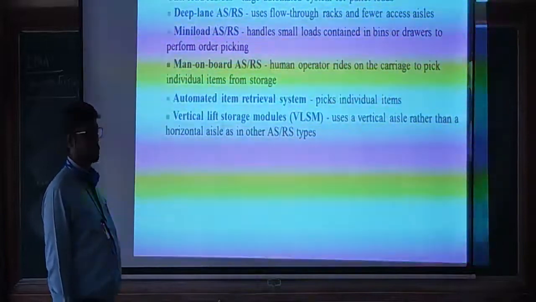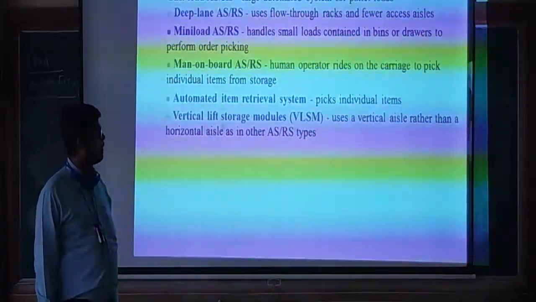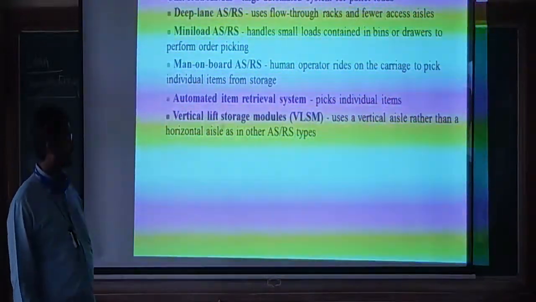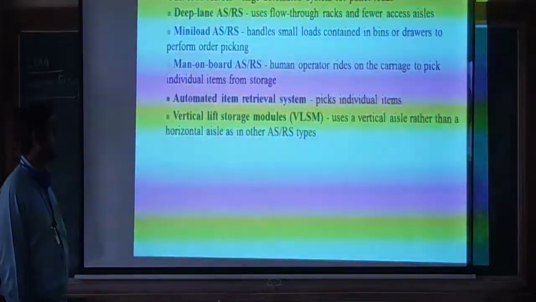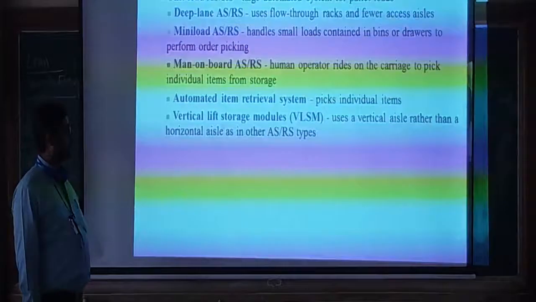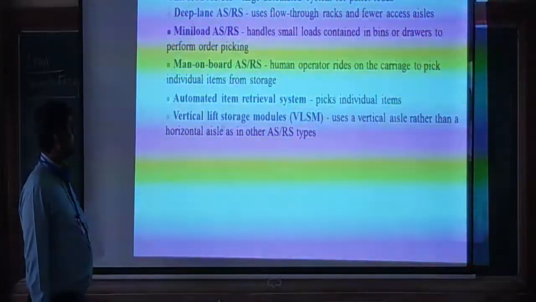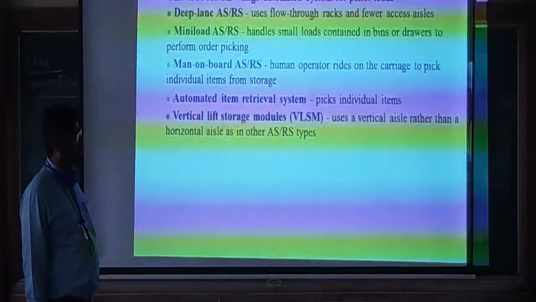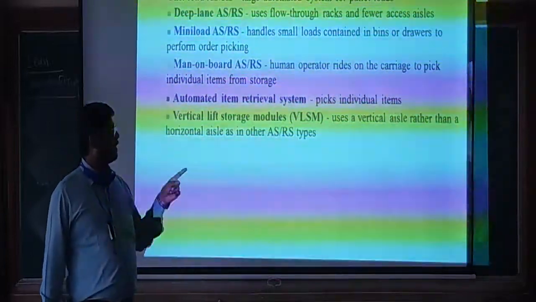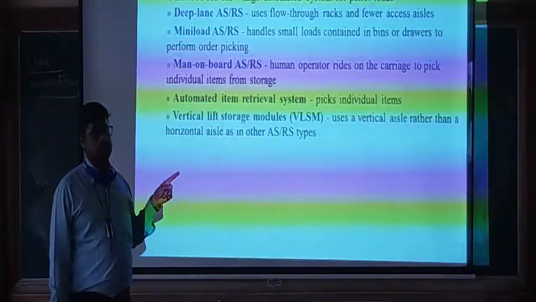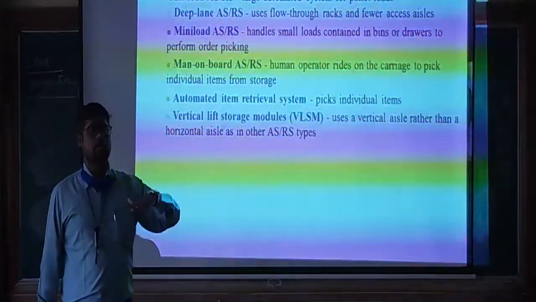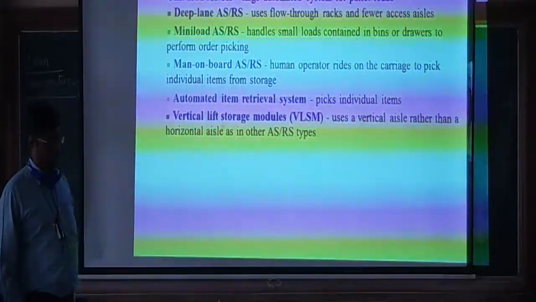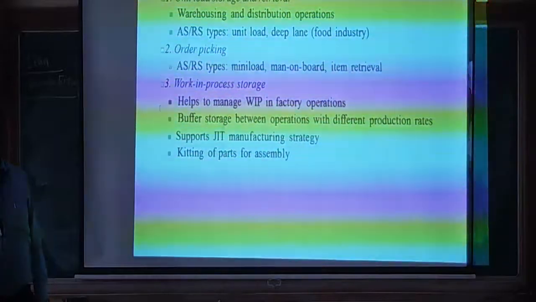In man on board, the human operator rides on the carriage to pick individual items from the storage. The automated item retrieval system picks individual items. Whatever items are required for the assembly, the automated item retrieval system will pick them and keep those parts in the storage system. Vertical lift storage modules, also called VLSM, use a vertical aisle rather than a horizontal aisle as in the other ASRS types. That's why it is called a vertical lift storage module.